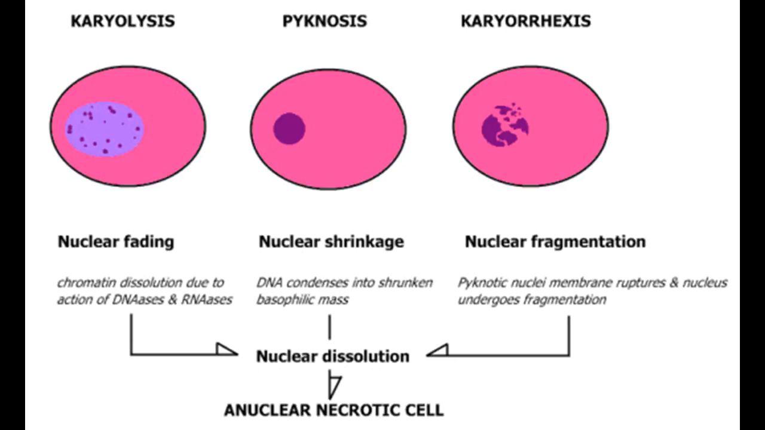First is karyolysis, fading nuclear chromatin staining with basic blue hematoxylin because of nuclear degradation. Second change, nuclear shrinkage, pyknosis. Last is karyorrhexis, nuclear fragmentation. And if you see CK-MB, ALT, AST, or any other serum marker, bet your cash that's necrosis.